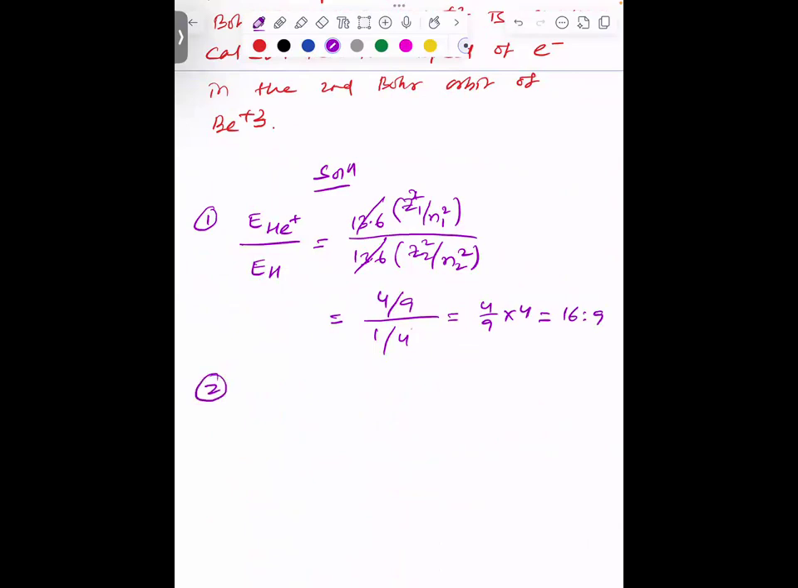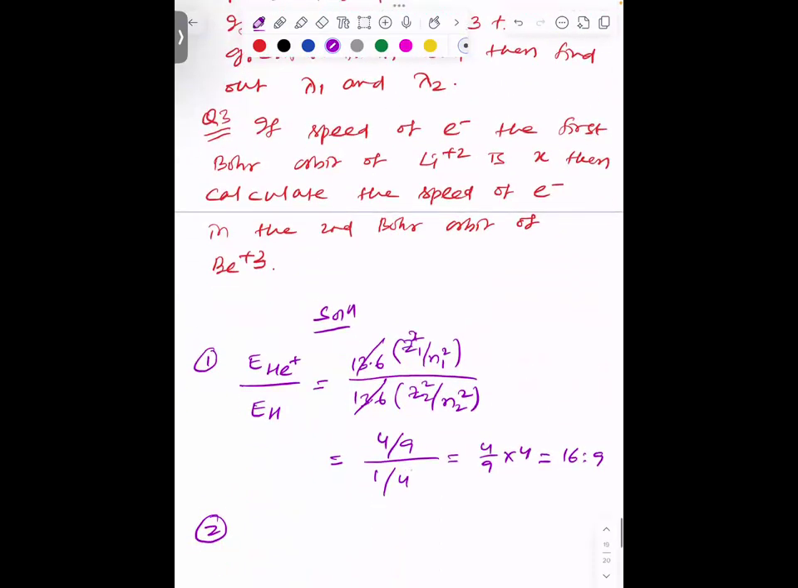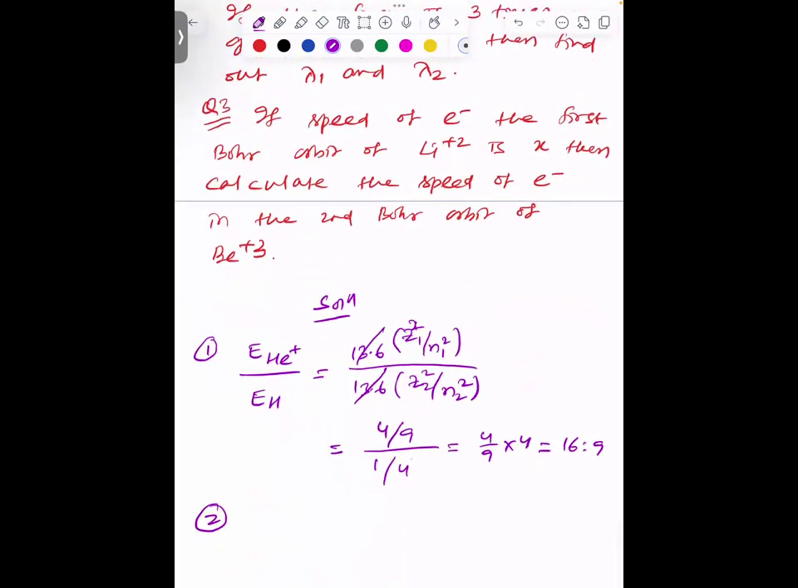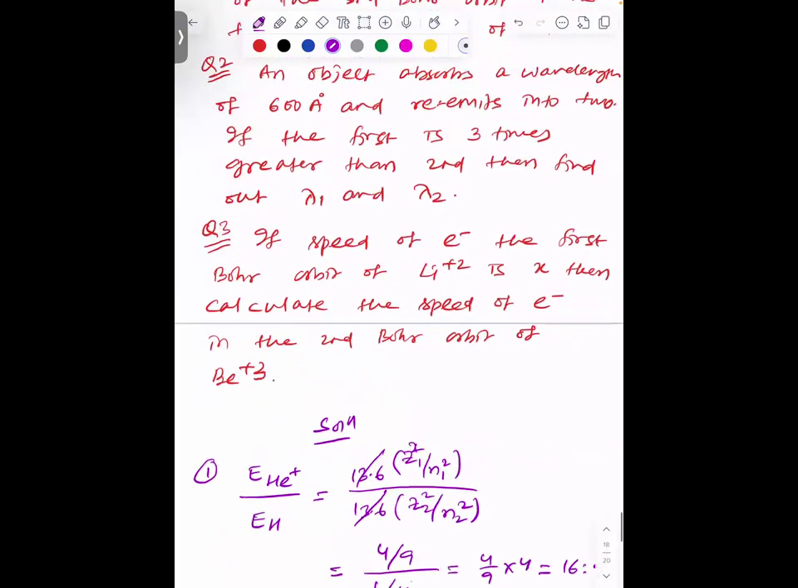Question number 1. Then question number 2. First note down, students, question number 1. Then we'll move to question number 2. Noted? Okay. Now come to question number 2.